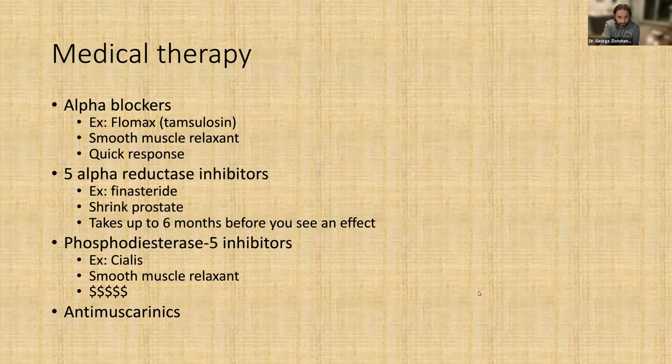There are a lot of medical therapies, and I'm not going to go through all these drugs, but there's plenty out there. Big pharma is involved; they're making a lot of money in this. You have your alpha blockers, like Flomax, your 5-alpha reductase inhibitors, like finasteride, and Cialis is a PDE5 inhibitor, which relaxes your smooth muscle, and can also be used for erectile dysfunction.